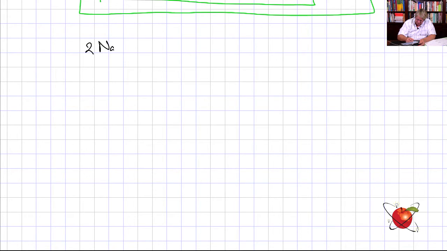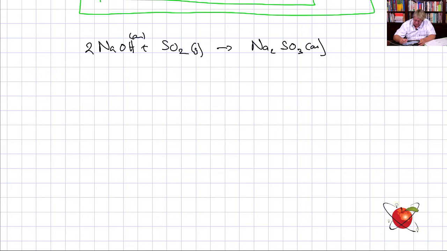The next one is 2NaOH plus SO2, a gas, going to Na2SO3, aqueous. Okay, NaOH is aqueous. Sorry, I should have put that in earlier. Plus H2O. Okay, now let's have a look at what has happened to this one, shall we?